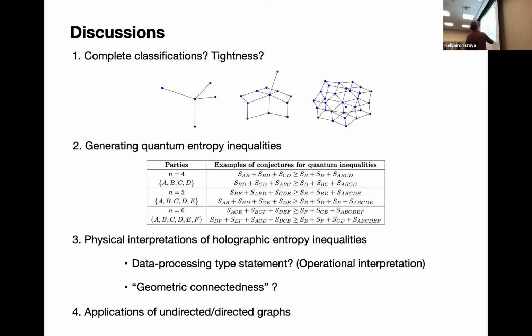The physical interpretation of the holographic entropy inequalities is something very interesting to me. I don't know the operational interpretation for MMI. Strong subadditivity has one, through data processing, but I don't know about MMI or the other inequalities. I would like to know about this, and the relation to the bulk geometry. I use undirected graphs for the holography, but if anyone has ideas about using directed graphs, or graph theory for other problems, I would be happy to discuss.